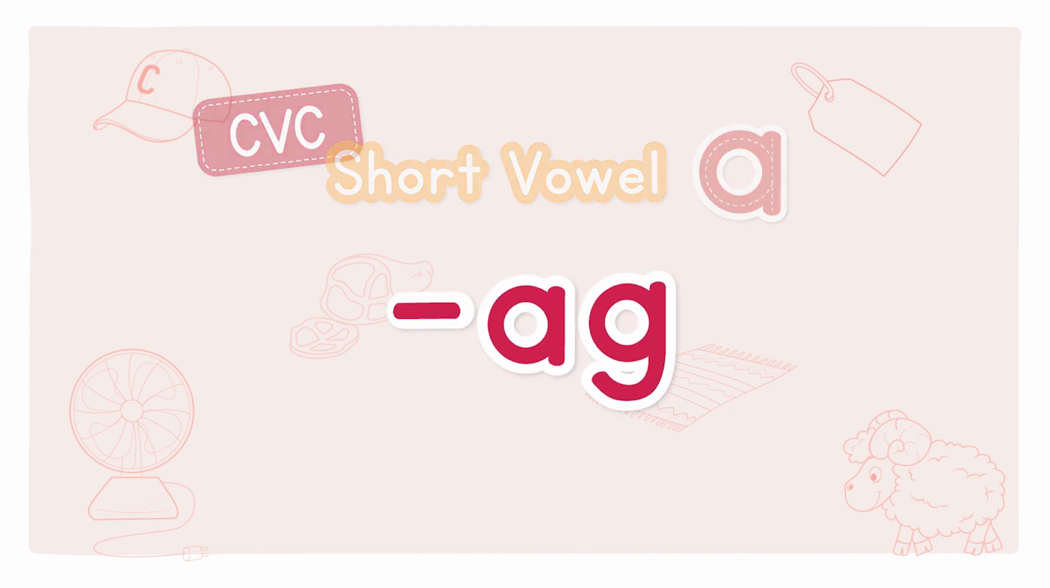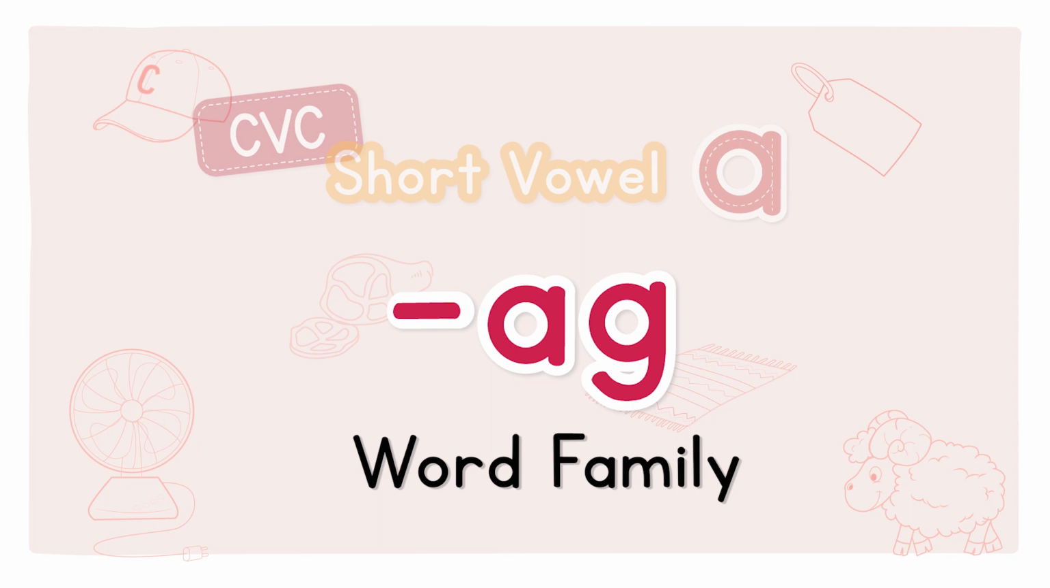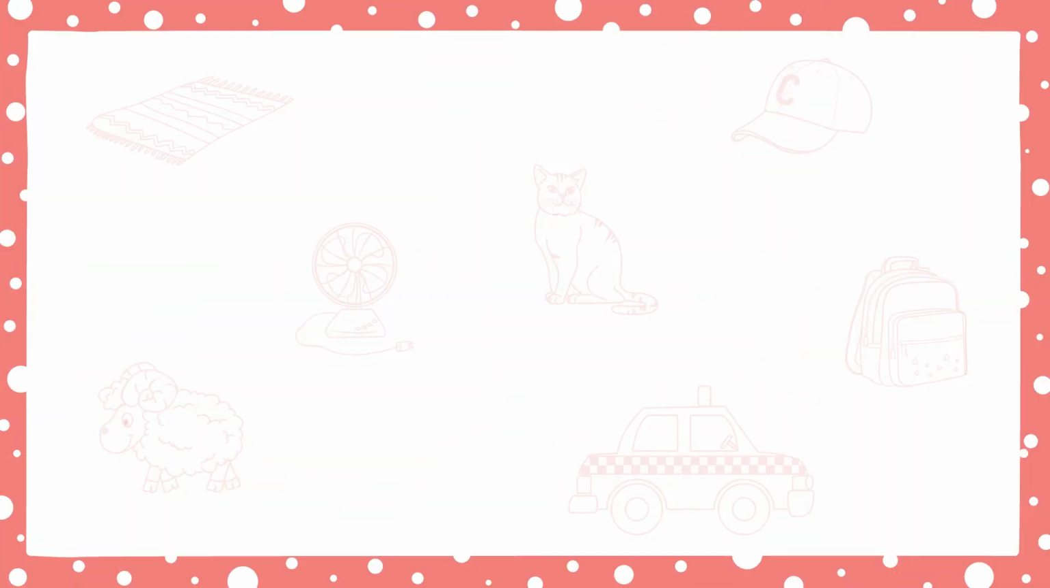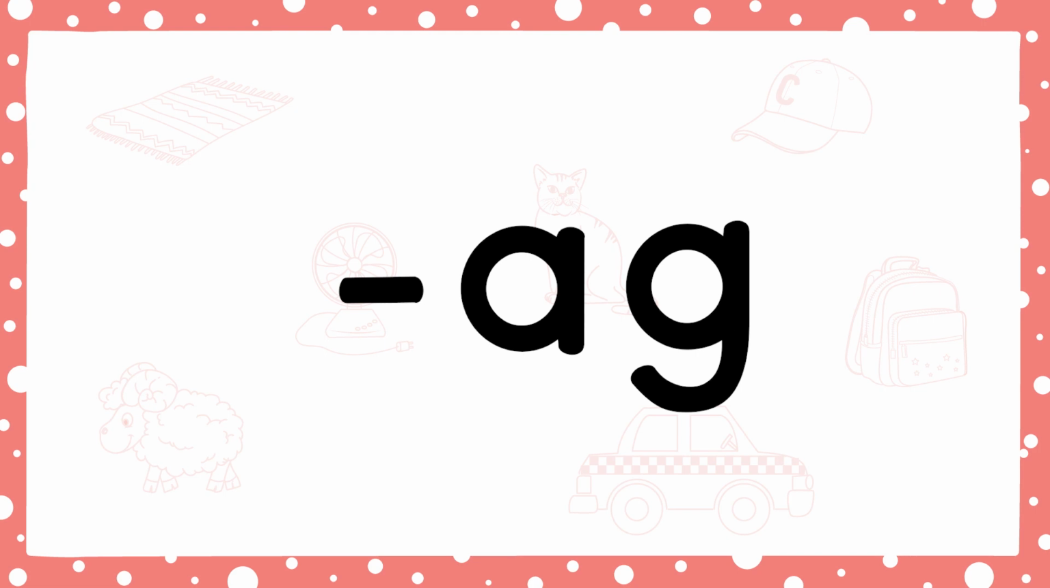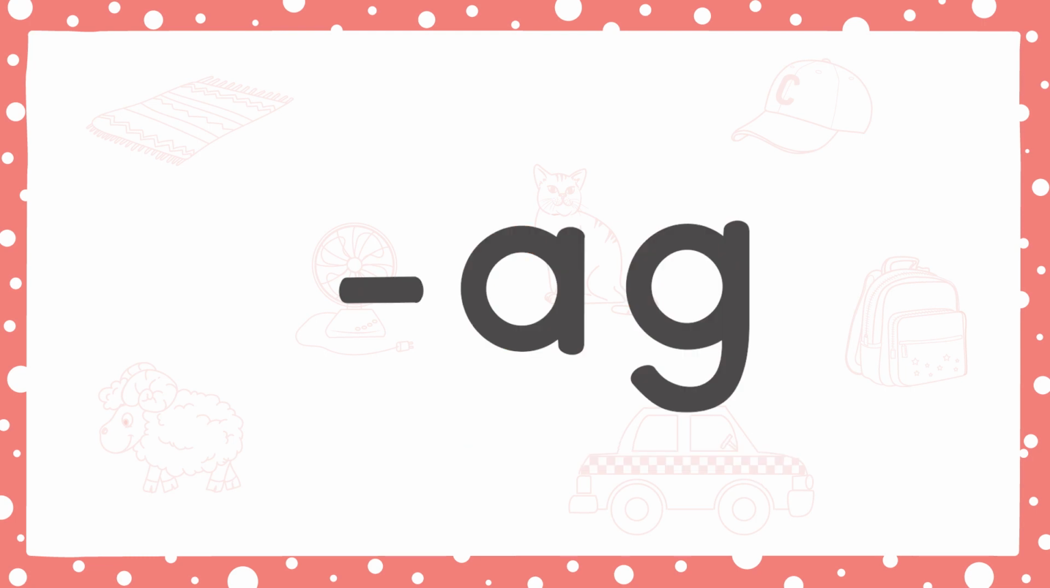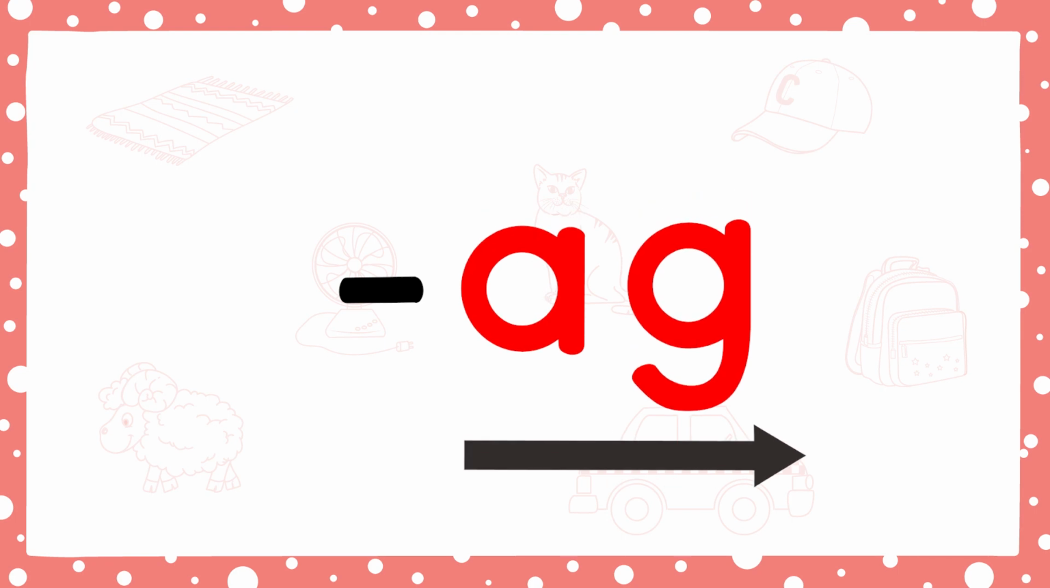The egg word family. Let's practice reading the word family. Egg. When you blend E and G together, you form the word family egg. Egg. It's your turn to read. Let's say together. Egg. Blend them together. Egg. Egg. Well done.